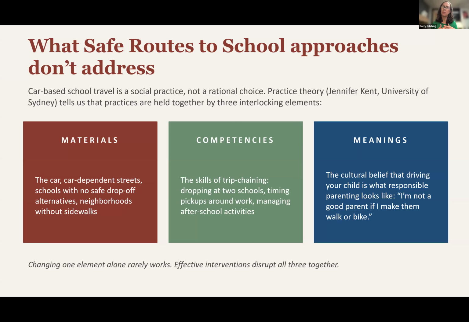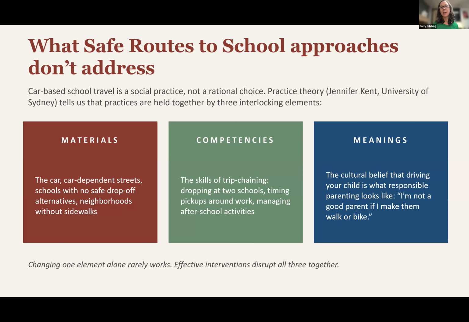They're very complementary, and what they both address is the complexity of the choices that we make every day. We're dealing with materials such as cars, car-dependent streets, schools with no safe drop-off alternatives, and neighborhoods without sidewalks. Then we're dealing with our own issues about timing and where we need to go, which are considered competencies in this practice theory approach. And when I talk to families, they're talking about trip chaining. We're not going from A to B, we're going from A to B to C to D to E to F, right?